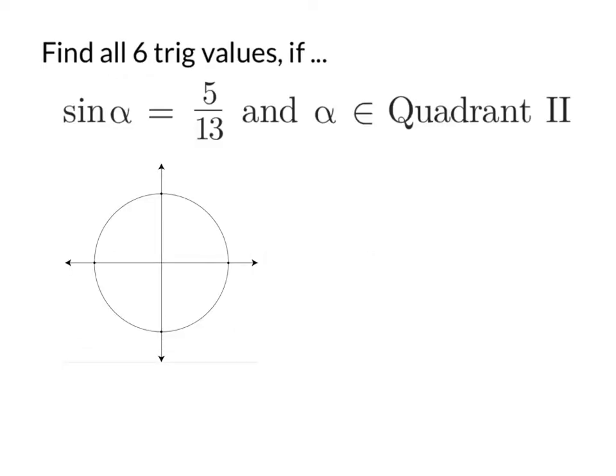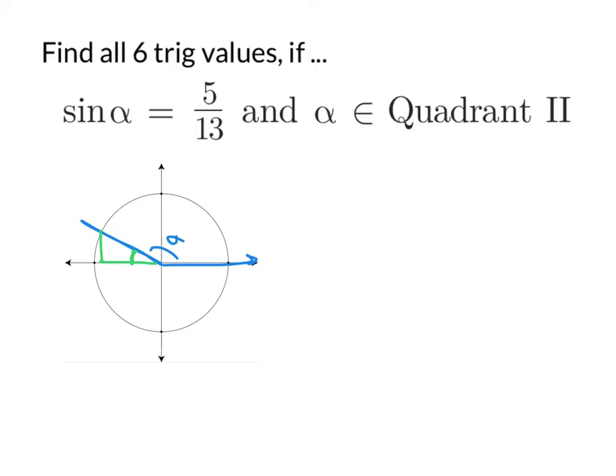All right, so let's try and find all 6 trig values if we know that the sine of alpha is 5/13 and alpha is in quadrant 2. Well, with alpha being in quadrant 2, what we're saying is that it's a position angle where the terminal side is in quadrant 2. So something like this. This is alpha. Since the sine of alpha is 5/13, we can draw this little triangle in and use the reference angle to help us identify all the trig values that we need.